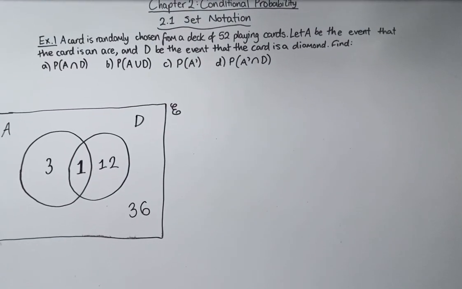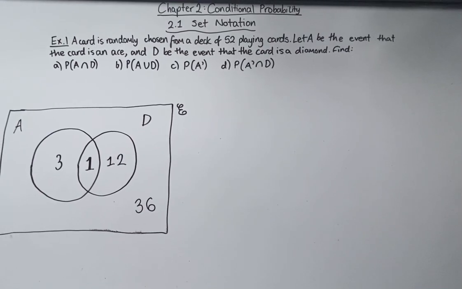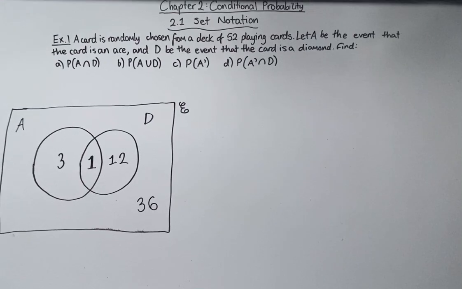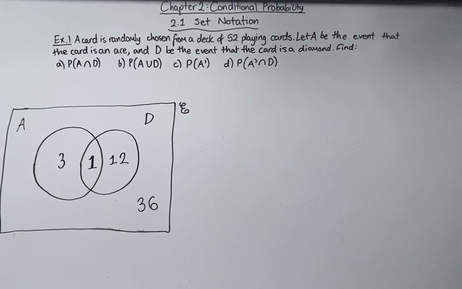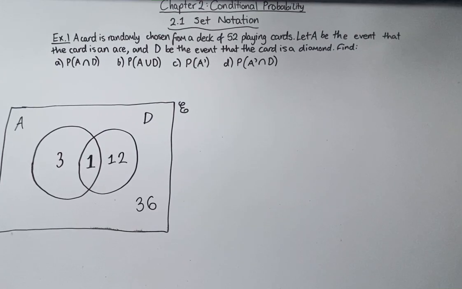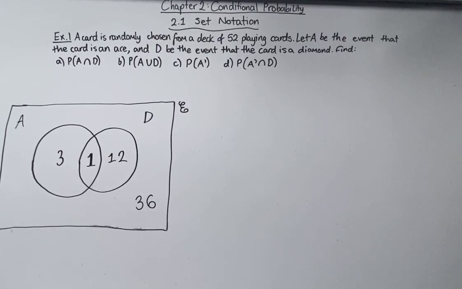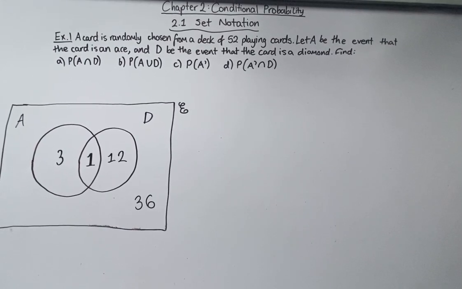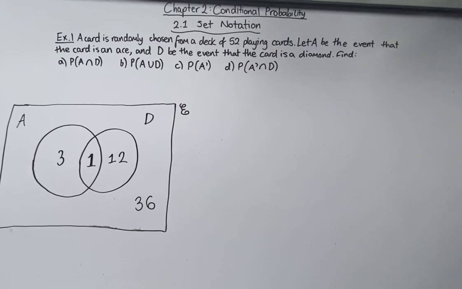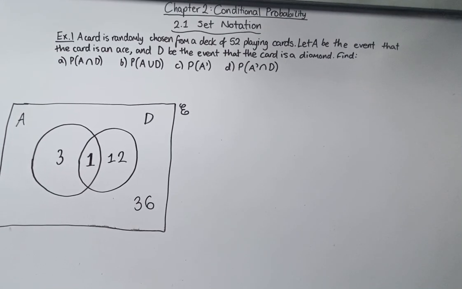Let's do one example. A card is randomly chosen from a deck of 52 playing cards. Let A be the event that the card is an ace and D be the event that the card is a diamond. Find part A, the probability that A intersects D, or the probability that A and D. Part B, the probability that A union D, or A or D. And part C, the probability of not A. And part D, the probability not A intersects D, probability of not A and D at the same time.